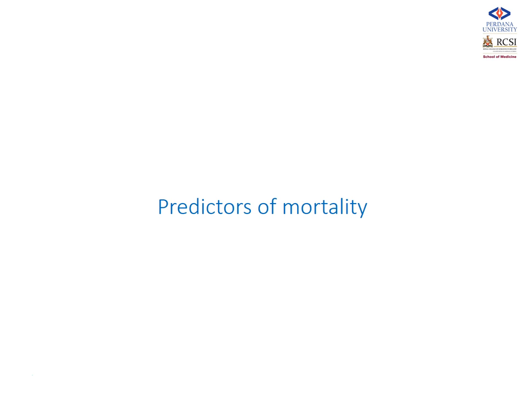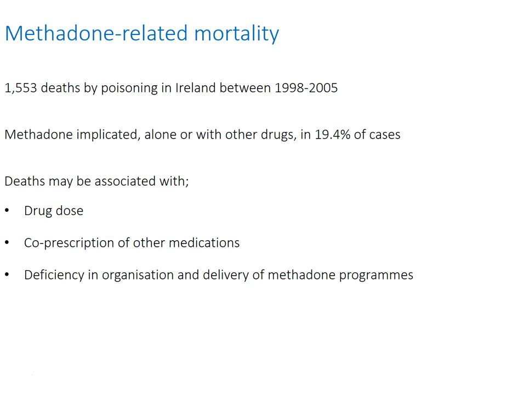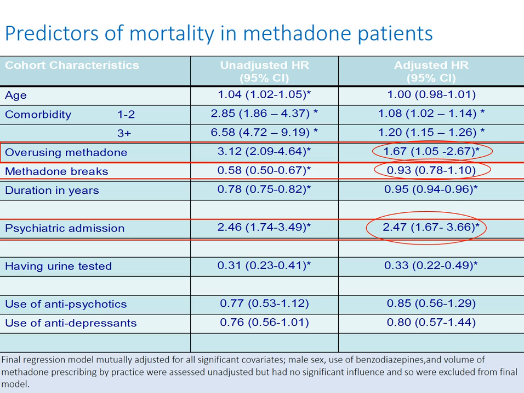Are there predictors of mortality in patients on methadone maintenance programs? In Ireland, there were just over 1,500 deaths due to poisoning between 1998 and 2005, and of these, just under 20% were due to methadone, or methadone was involved at some level. The deaths may be due to taking too much methadone, co-prescription with other medications, and a deficiency in the organization and delivery of methadone programs.